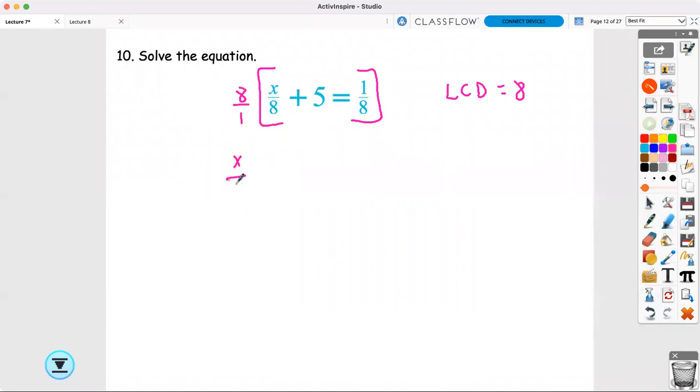So there's going to be x over 8 times 8 over 1 plus, and then we distribute the 8 to the 5. 8 times 5 is just 40. And then to the third fraction over here, we get 1 over 8 times 8 over 1. All right. Now let's do some simplification.